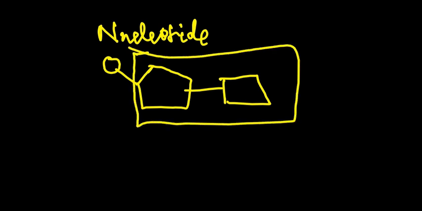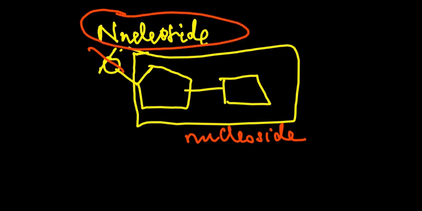A nucleoside is a nucleotide without a phosphate. So when you, let's use red, when you remove this phosphate group, it becomes a nucleoside. However, when you add the phosphate, it becomes a nucleotide. So this is what they mean. A nucleoside is a nucleotide, but without a phosphate group.